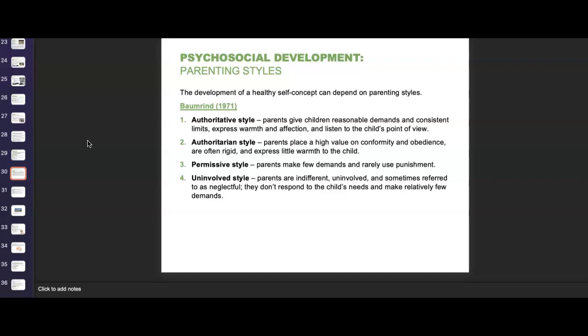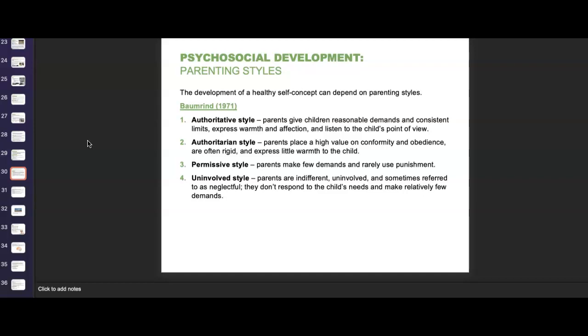Baumrind in 1971 created 4 different parenting styles. The first is the authoritative style. Parents give children reasonable demands and consistent limits, express warmth and affection, and listen to a child's point of view. The second is the authoritarian style. Parents place a high value on conformity and obedience, are often rigid, and express little warmth to the child.